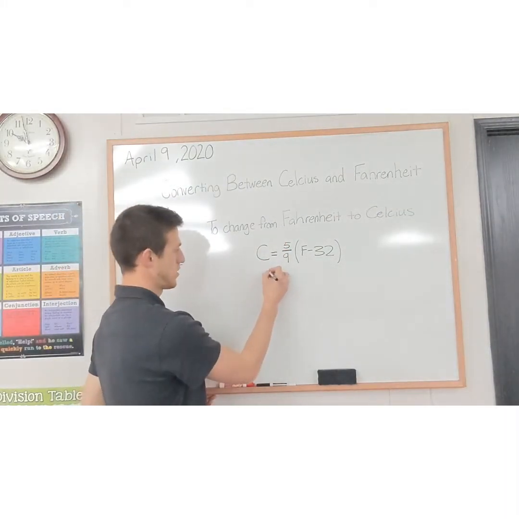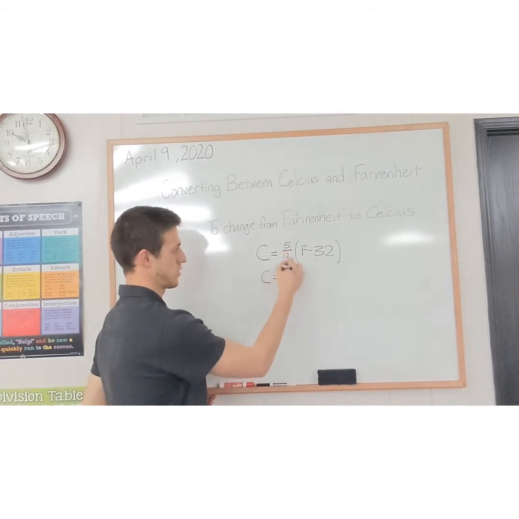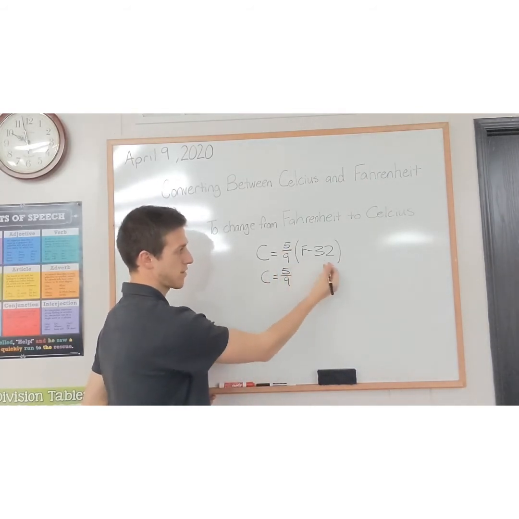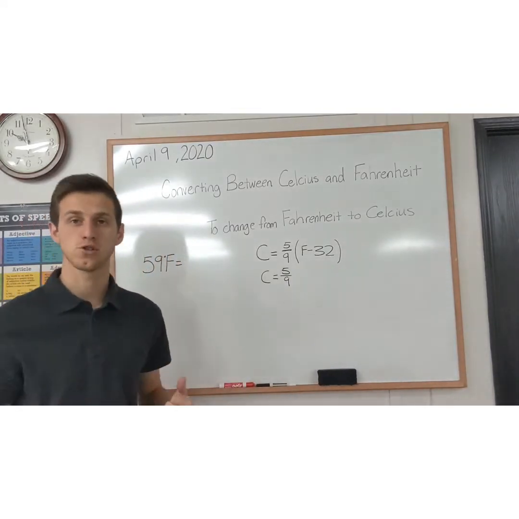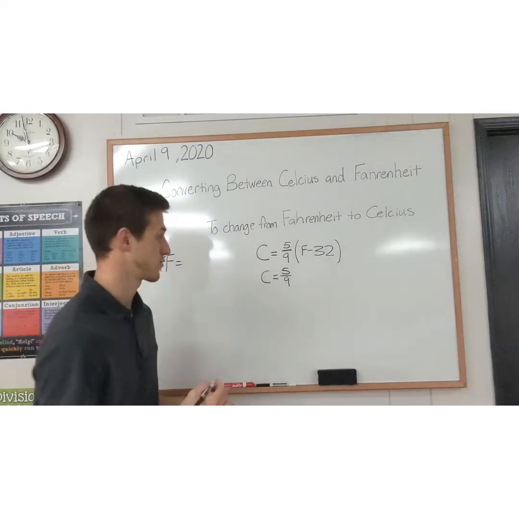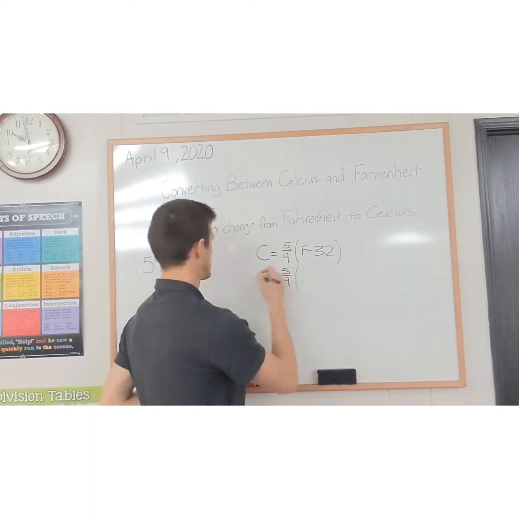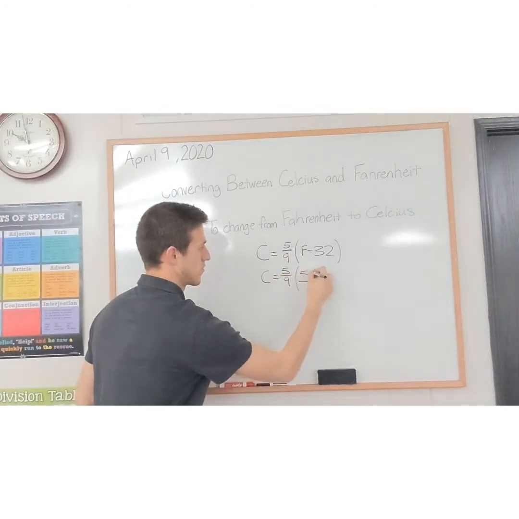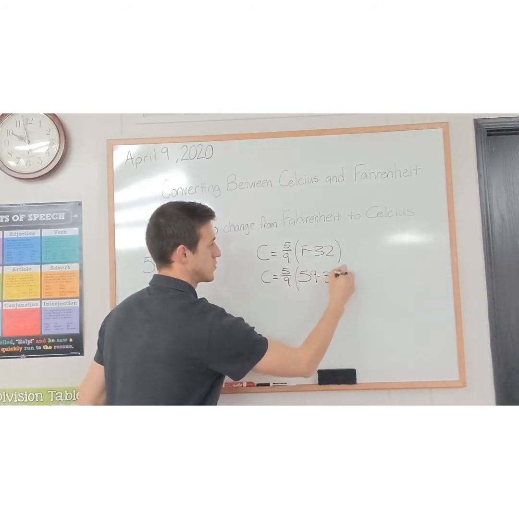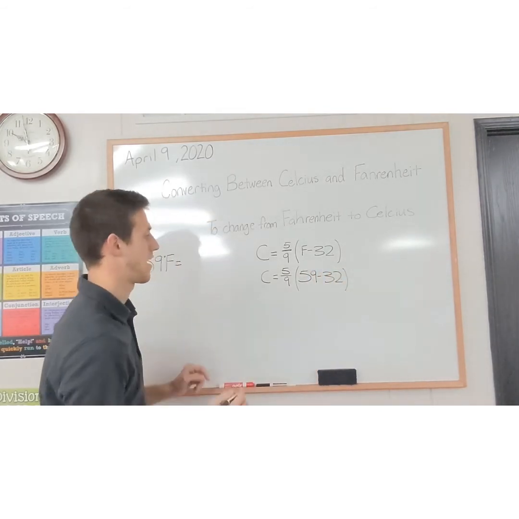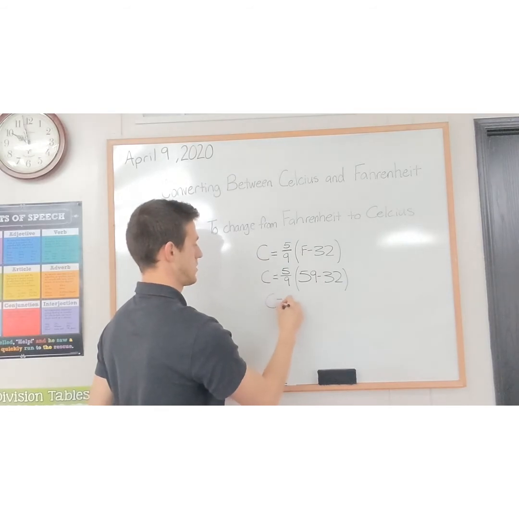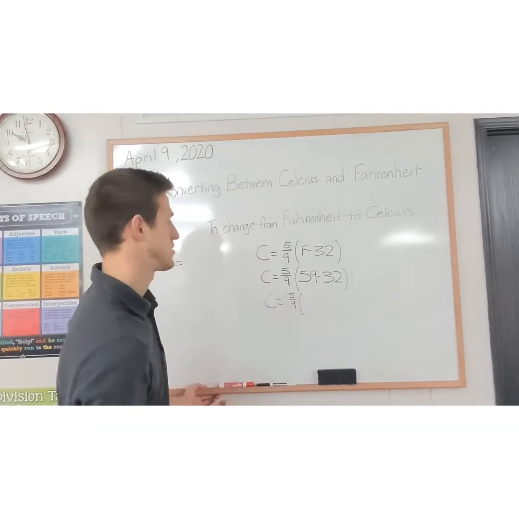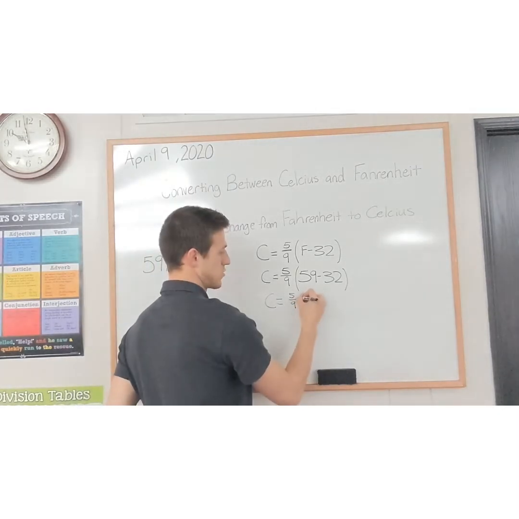So we have Celsius equals 5/9. Now, notice this is in parentheses, so we're going to do that first, right? We're going to do our subtraction first because it's in parentheses. So we're going to substitute our Fahrenheit for 59, because that's our Fahrenheit degree, minus 32. And then we have Celsius equals 5/9 times 27.